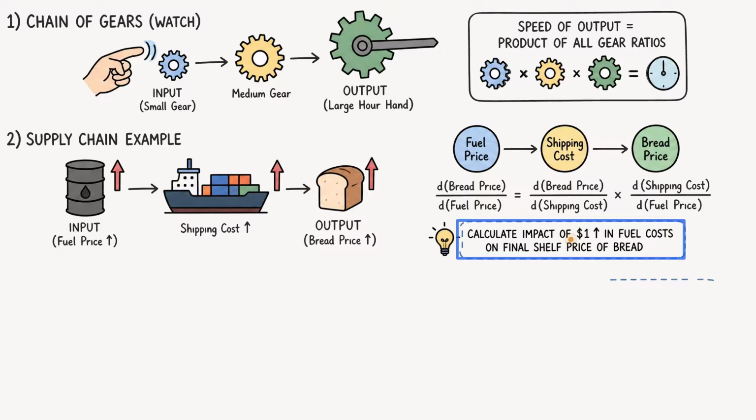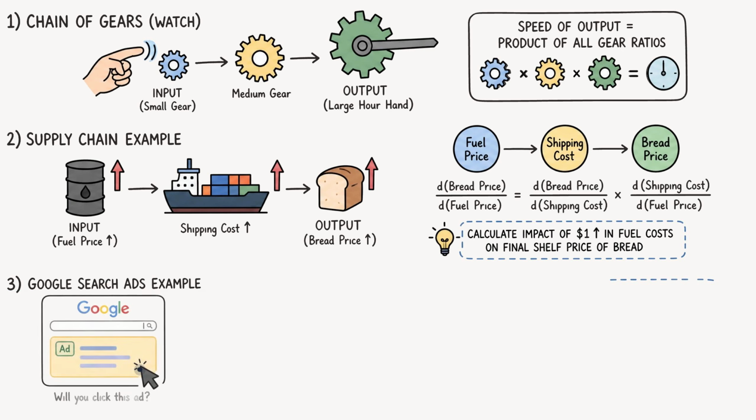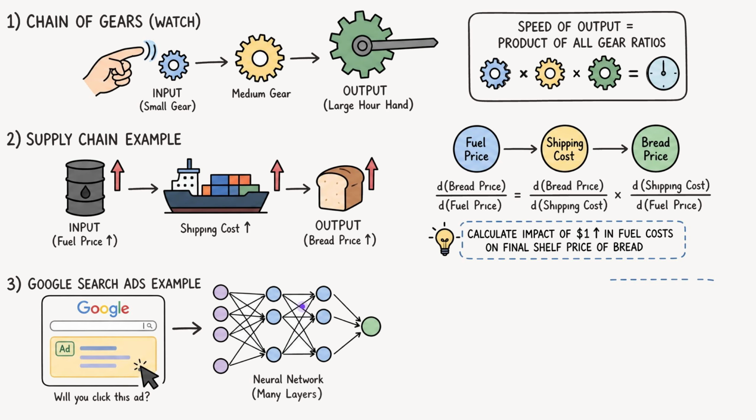A major cutting-edge application of this is in Google search ads. Google uses massive neural networks to predict whether or not you will actually click on a specific ad. These networks are composed of many distinct layers of neurons which function exactly like the interconnected gears in our watch.